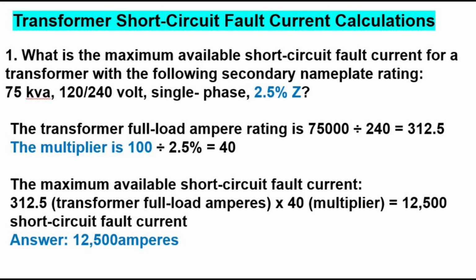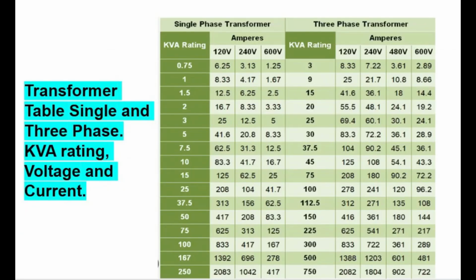The maximum available short circuit fault current: 312.5 transformer full load amperes, times 40 multiplier, equals 12,500 short circuit fault current. Answer: 12,500 amperes. A transformer with a 100 VA rating, for instance, can handle 100 volts at 1 ampere of current. The kVA unit represents kilovolt-amperes, or 1000 volt-amperes. A transformer with a 1 kVA rating is the same as a transformer with a 1000 VA rating and can handle 100 volts at 10 amps of current.